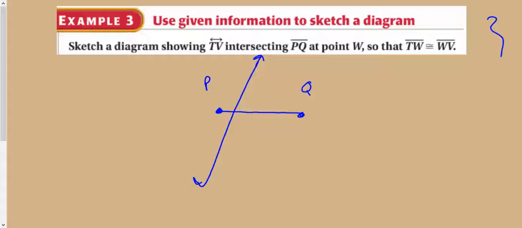Okay, so here's my line, and here's point W right there. That's where they cross. TW has to equal VW, so T and V have to be on there so that they're equal. I want to make them approximately the same. So here's TW and here's VW, and they are congruent. We're going to put those marks there. Those marks mean that they are congruent. It doesn't say anything about PQ, we just know it's a segment, and that's all.